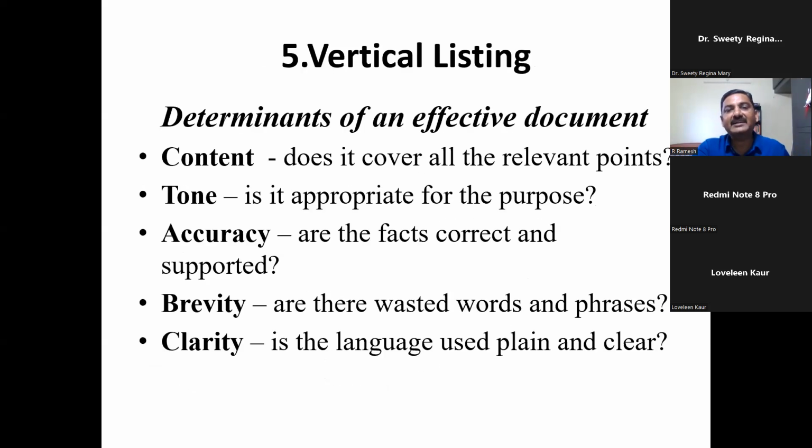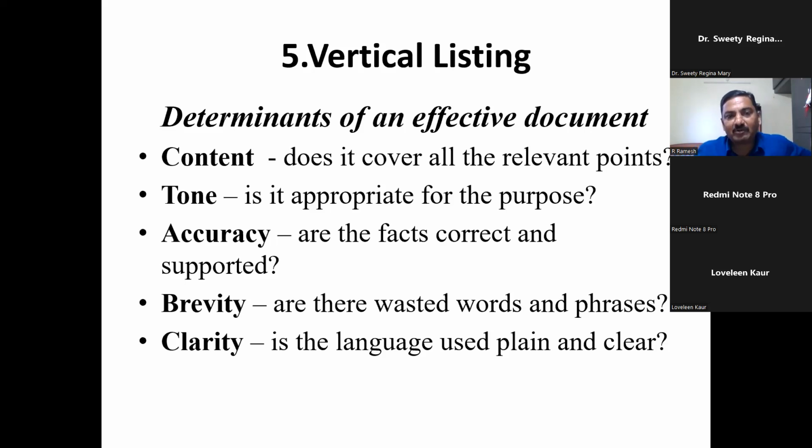Similarly, we take listing for granted also. I call this vertical listing. Listing content, tone, accuracy, brevity, clarity. Right. So here I have a vertical listing. By vertical listing, what I mean is that each point I have given in vertical order: content, tone, accuracy.